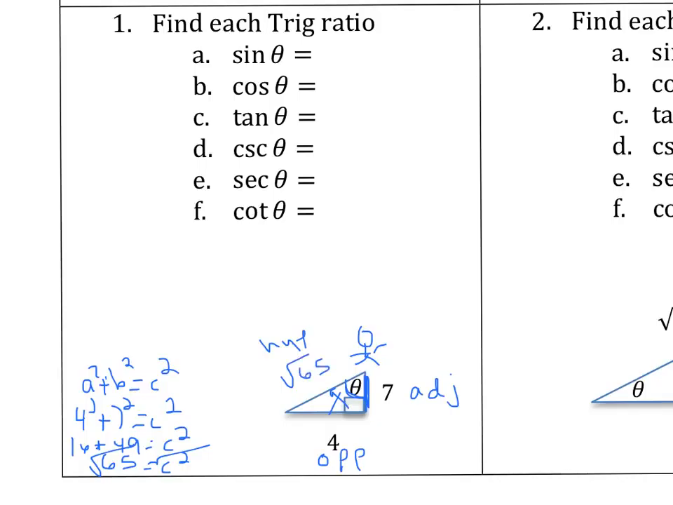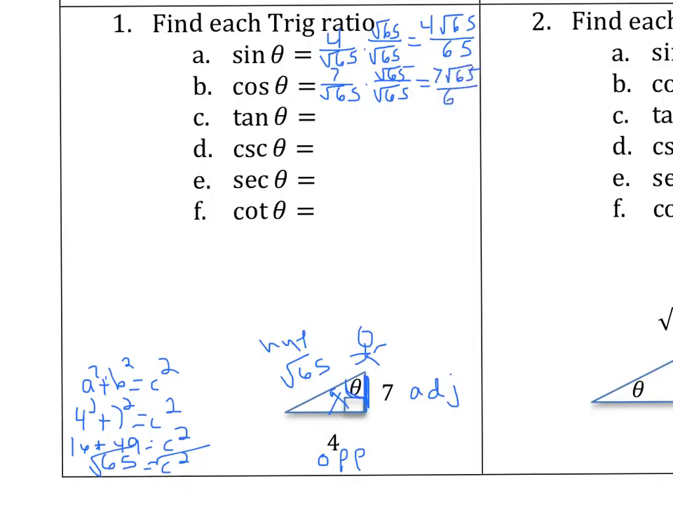Then when I'm doing sine, I have opposite, which is 4 over hypotenuse, which is square root of 65. So I have 4 over root 65. We cannot have square roots in the bottom, so we rationalize the denominator by multiplying by square root of 65 over square root of 65, and that is 4 root 65 over 65. And then my cosine is adjacent, which is 7 over hypotenuse. So we have 7 over root 65. Again, we cannot have a square root in the bottom, so we multiply by square root of 65 over square root of 65. So that is 7 root 65 over 65.